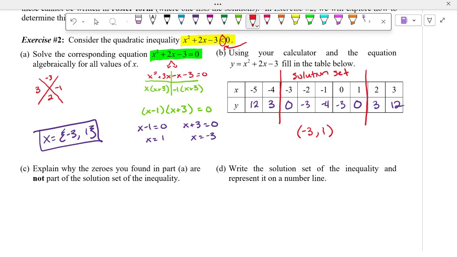Guys, I'm serious. If you keep talking, you're having a seating chart.